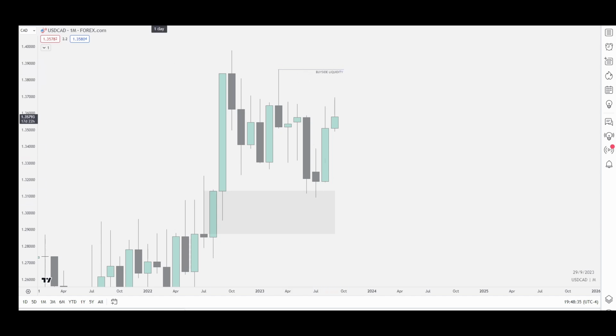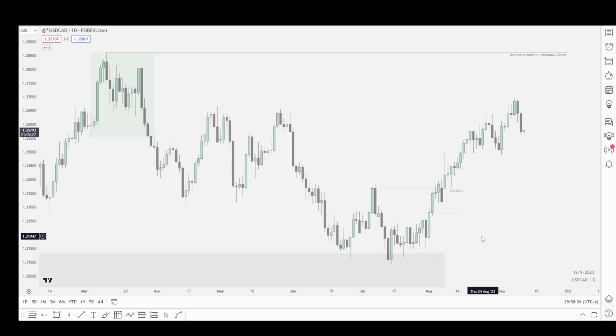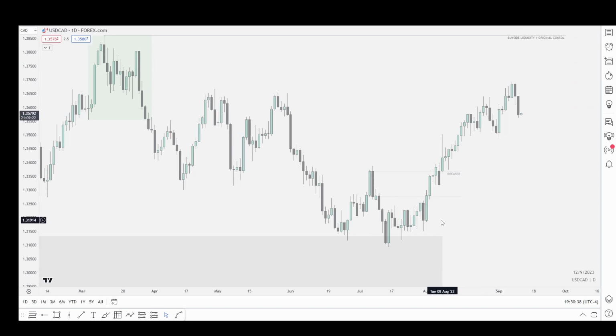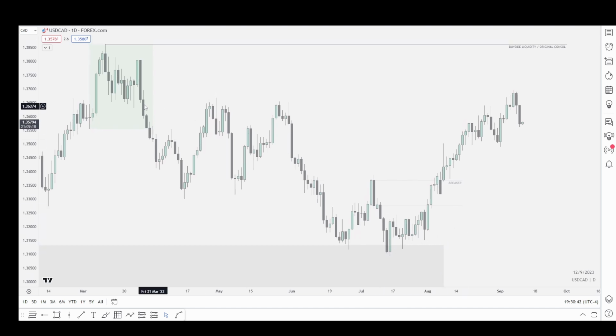So our MMXM, since we have the PD array, and then external buy-side liquidity on the monthly time frame, our market maker buy model will present on the daily as such. So dropping down onto the daily time frame of our market maker buy model, this grey box here is our PD array, and you should be able to see the original consolidation up here of the market maker buy model, which is the terminus of the move.